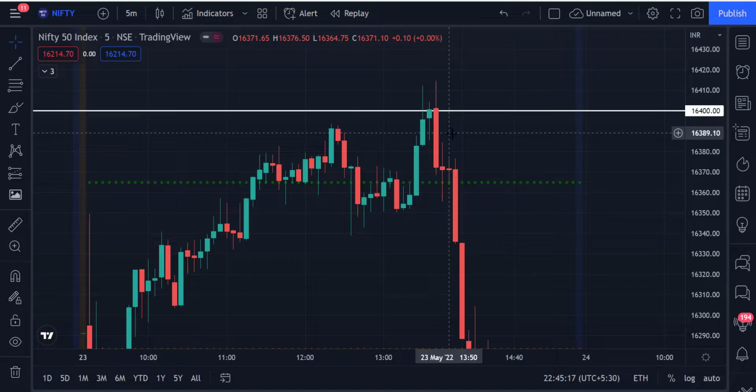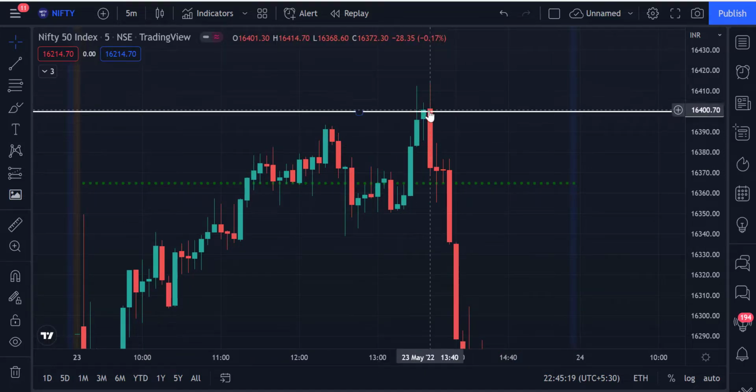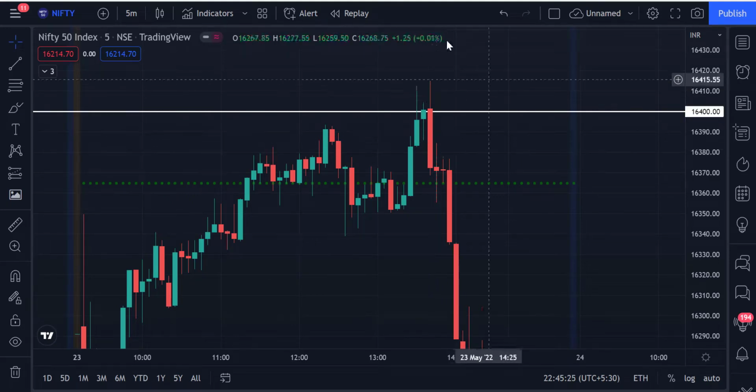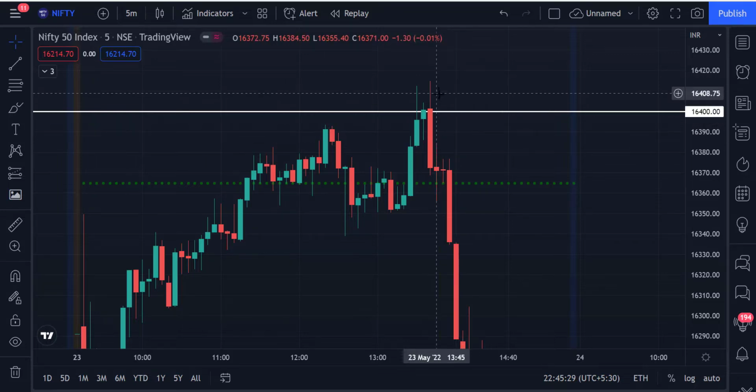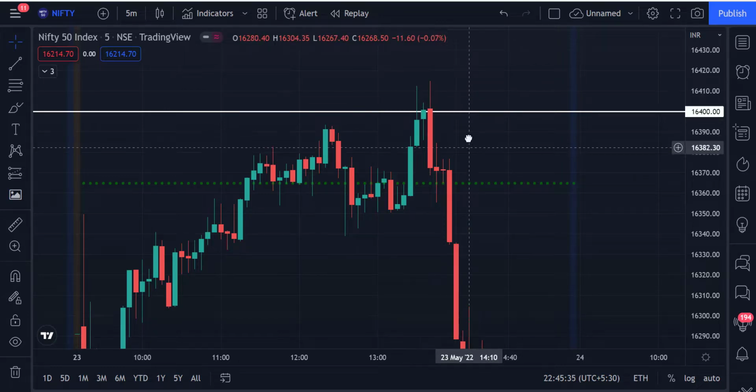But I was quite firm. I had a gut feeling that it will not break this, because the price action was like that. So there was a selling pressure from above as well. So that's why I had kept my stop loss here, but I stuck to my gut feeling, and I didn't exit the trade, and it paid me off.